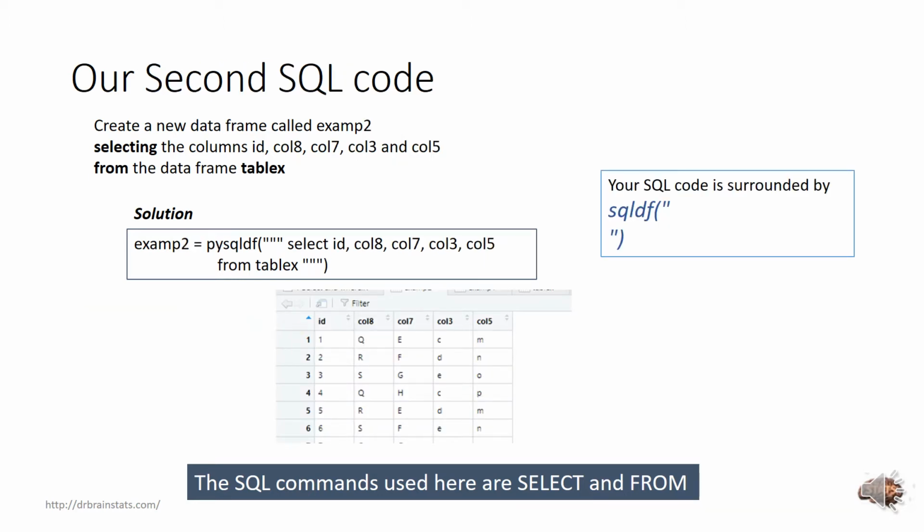Our second SQL code involves creating a new data frame called example 2. We're going to select the columns ID, col 8, col 7, col 3 and col 5 from the data frame tablex. As you can see, this code is very similar to the previous one, apart from we have now changed the order of the columns. This is to show that the order of the columns you write in the select statement is the order they appear in your new data frame.